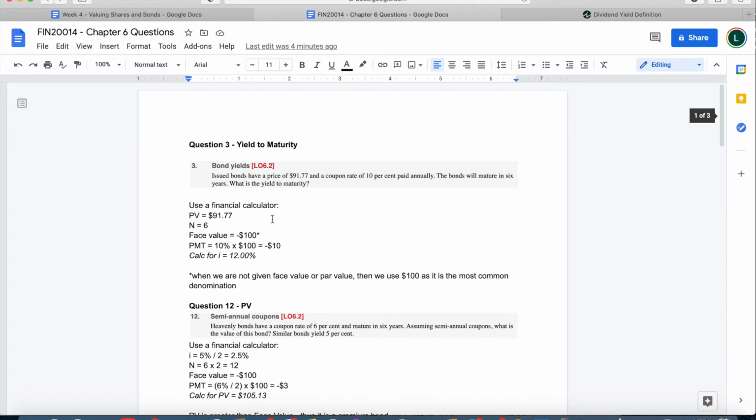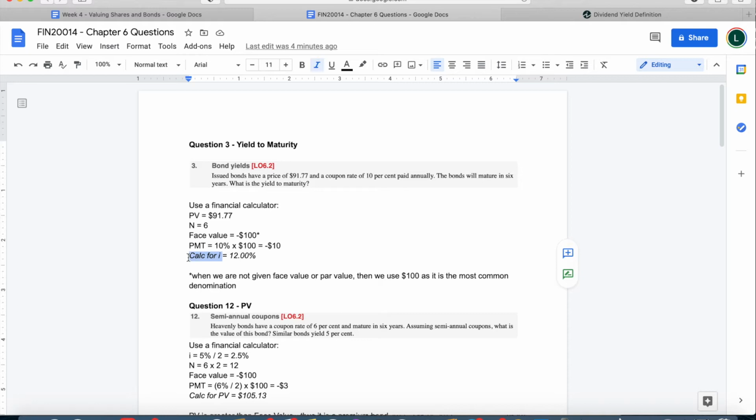Here are our questions that we've been requested to go over. And as I mentioned, I'm just showing you how to use your financial calculator because this is what you should be doing in your exam. So let's have a go at question number 3. So you've issued bonds, sorry about that. Issued bonds have a price of $91.70 and a coupon rate of 10% paid annually. The bond will mature in 6 years. What will the yield to maturity be?